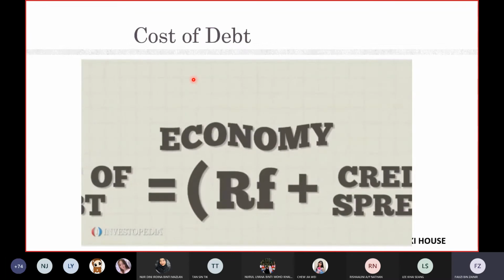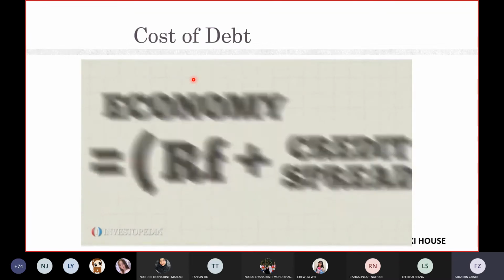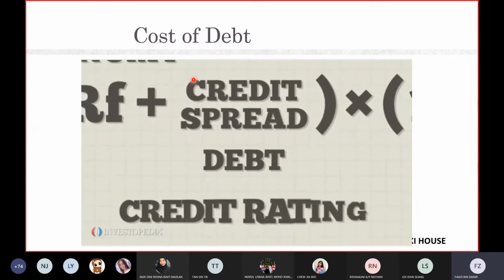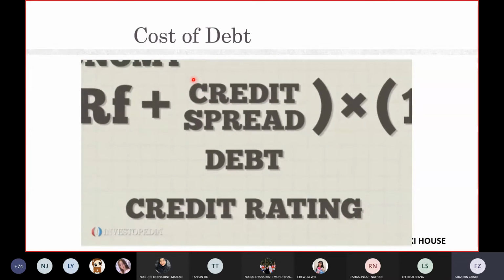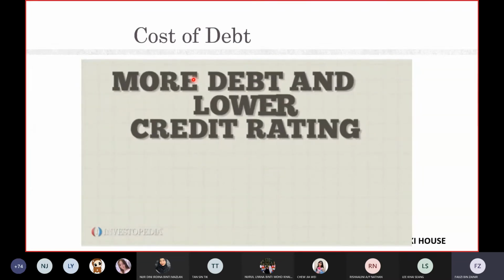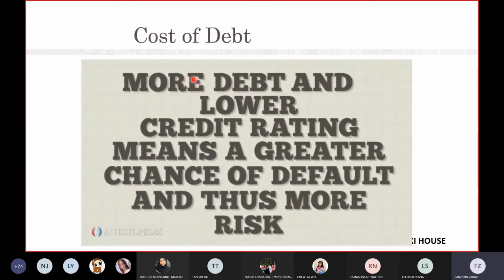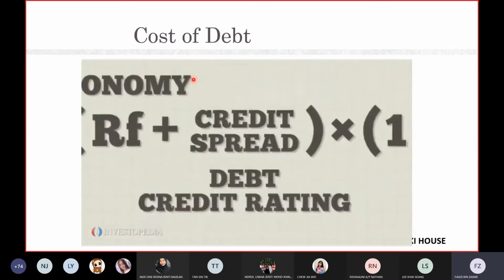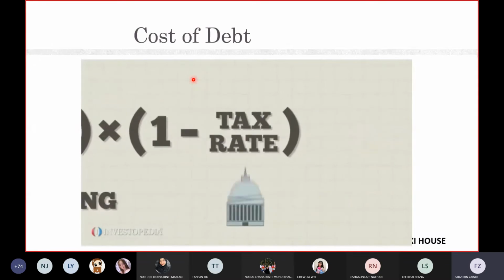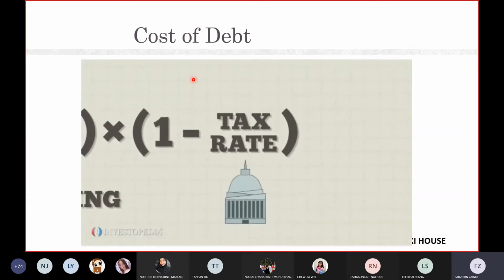Different factors affect the different components in the formula. Fluctuations in the economy affect the risk-free rate. The amount of the company's borrowing and the credit rating affect the credit spread. This is because more debt and lower credit rating means a greater chance of default and thus more risk. The higher the default risk, the more lenders will charge to loan money. Government policy affects the tax rate.